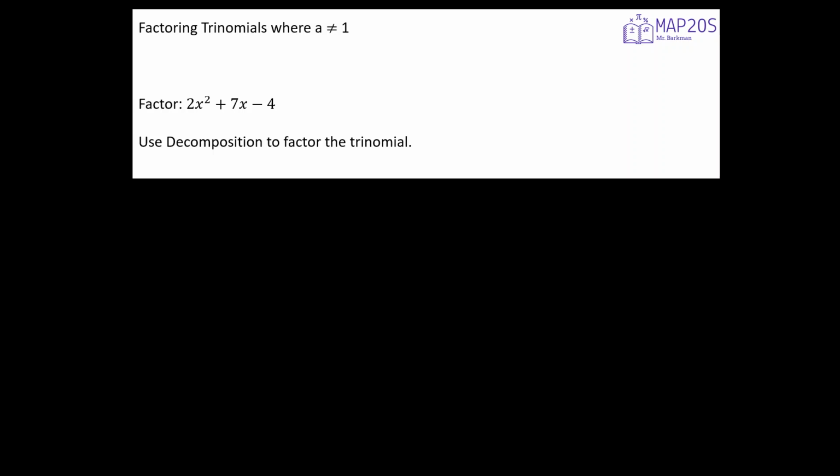Welcome to this lesson on factoring trinomials where a does not equal 1. In this lesson, I'm going to go through and show you using decomposition in order to factor these types of trinomials. We have used that in the past in other lessons, and this one is just where a does not equal 1, so it adds a little bit of a wrinkle to the whole situation.